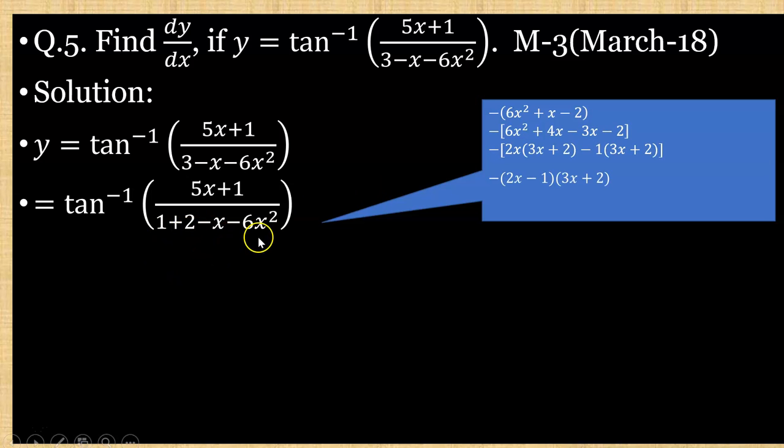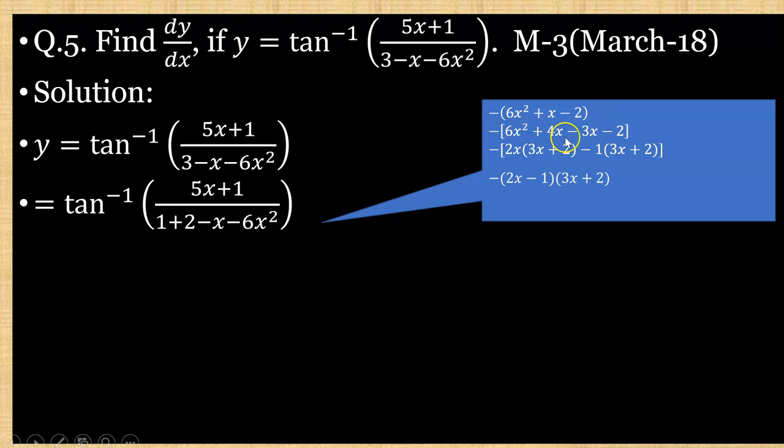That is 2 minus x minus 6x square, in this manner. Take the minus sign as common, and then here you will get 6x square plus x minus 2. 6x square into minus 2 is minus 12x square. Then what are the numbers whose sum is x and product is minus 12x square?